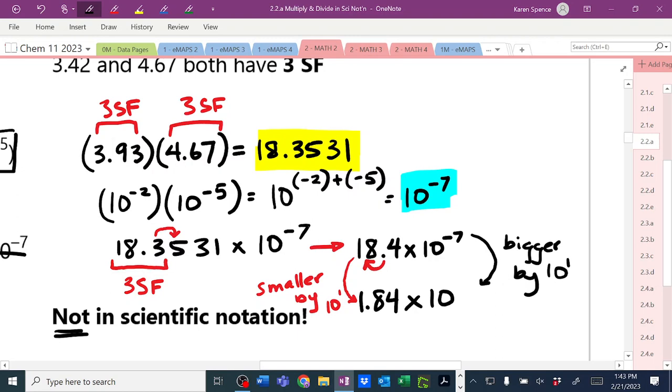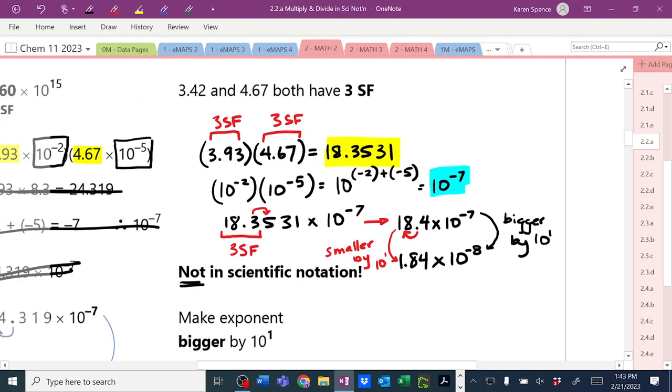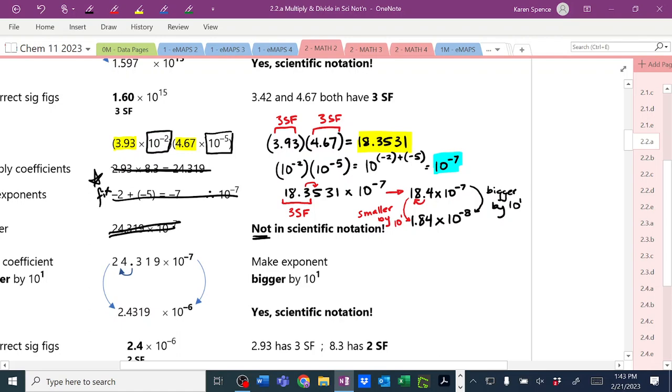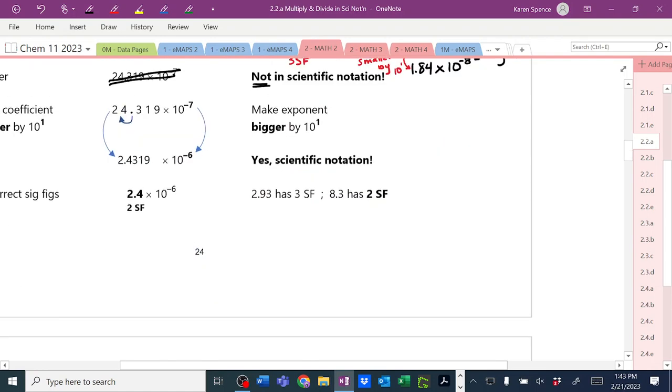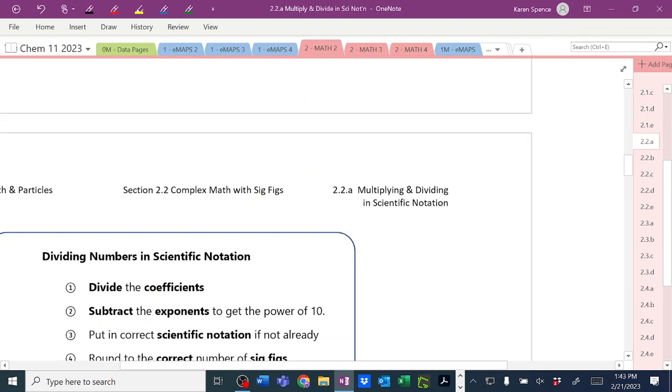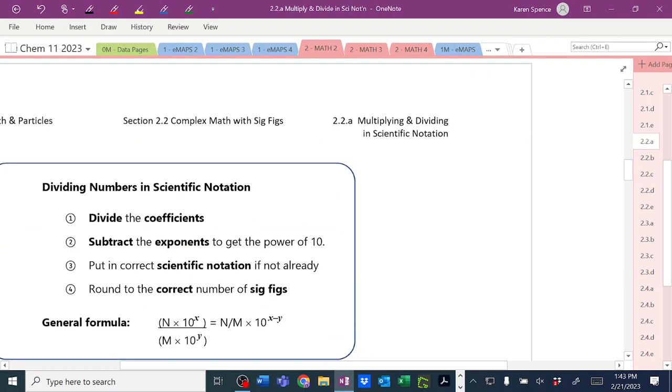What is bigger than negative 7? Negative 6. Make sure you don't go negative 8 because that would be smaller. It's those negative numbers, right? Okay. And that's basically it.